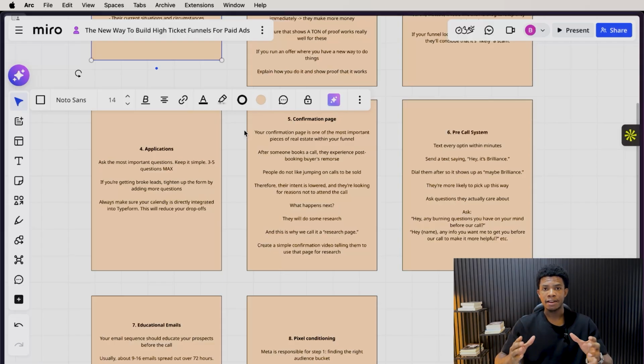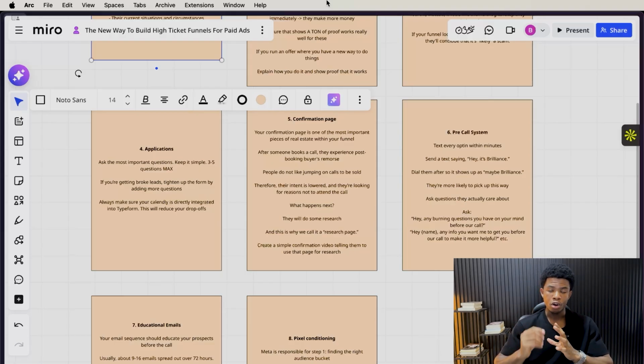So you need to text every single opt-in within minutes of them opting in, because the time to lead is also going to determine how many people you get to show up. So you need to be very proactive there. Within 3 to 5 minutes, you're texting these people because that is when their intent is the highest. And after that, they start looking for reasons to not come on the call, essentially, right? So something that we like to do is send a simple text like, hey, this is Brilliance.